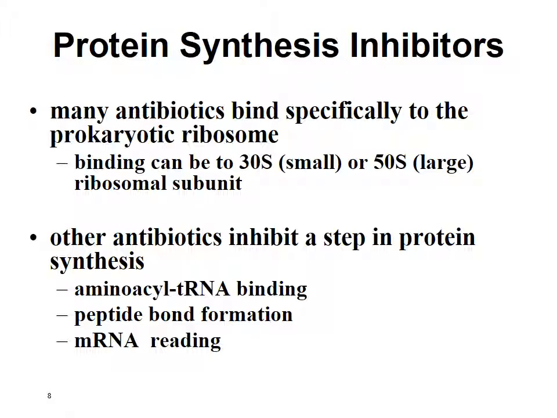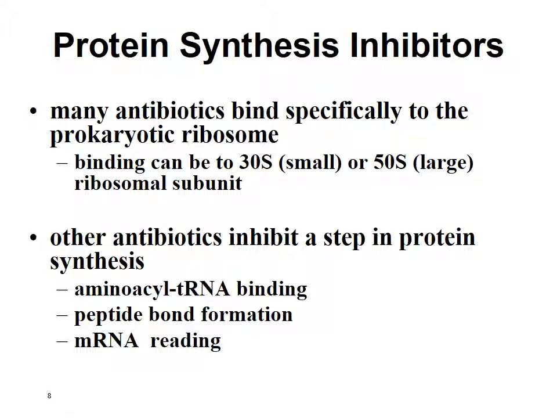Now let's look at the protein synthesis inhibitors. Many of the antibiotics inhibit protein synthesis by binding with the prokaryotic ribosome. And because these drugs discriminate between prokaryotic and eukaryotic ribosomes, their therapeutic index is fairly high, but not as high as that of the cell wall inhibitors.